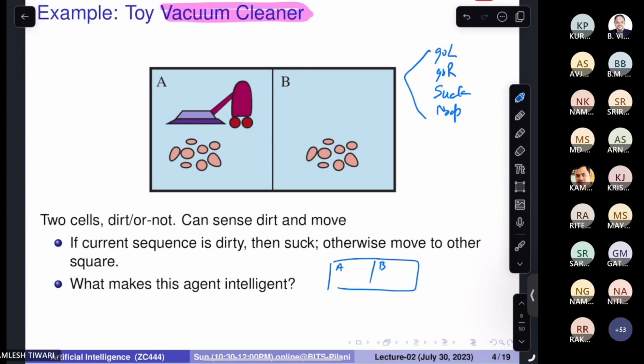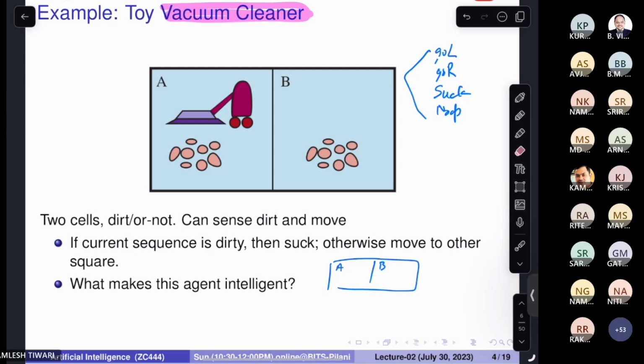Who can perform? This vacuum cleaner. It is an intelligent vacuum cleaner. If there is some dirt, it can apply the operation called suck. If it applies suck, let us assume that the dirt would disappear, so everything would be clean from here.